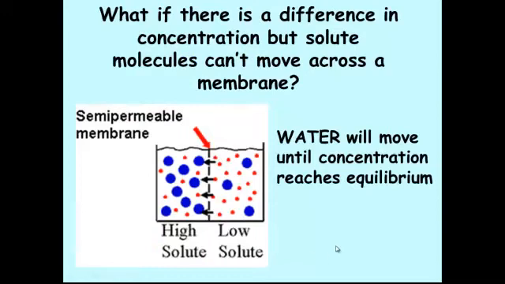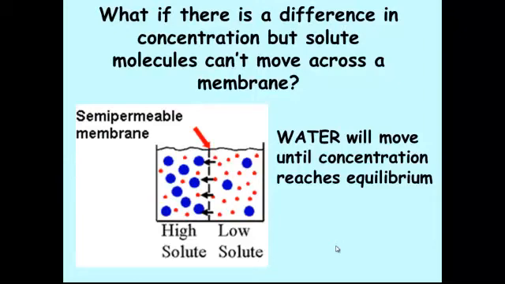So what if there's a difference in concentration? We talked about the idea that if you have a difference of concentration across a membrane, diffusion can happen. Molecules will go from the high concentration to the low concentration side, as long as the molecules can fit through the membrane. But what if the solute molecules can't move across the membrane, or can't move very quickly?